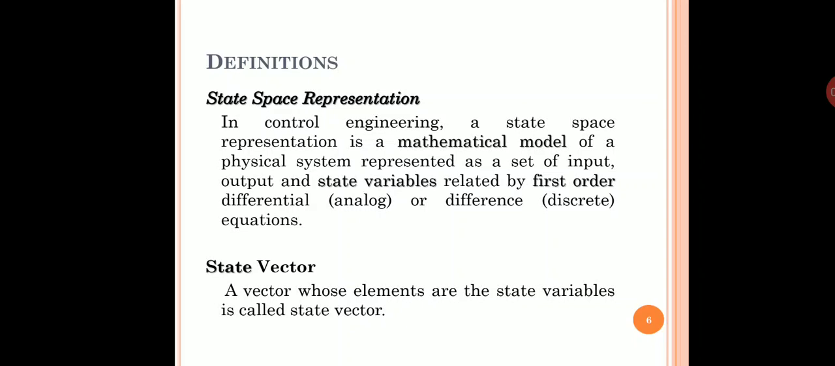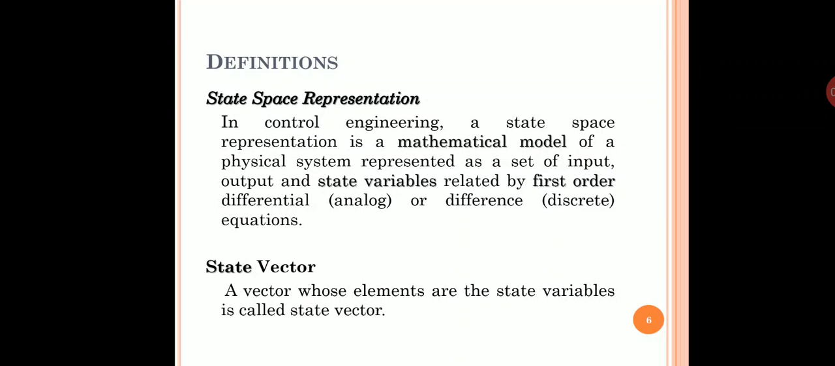Now coming to the definitions, I'll just read them out. The first one is state space representation. It is a mathematical model of a physical system represented by a set of input, output and state variables related by first order differential equations in the case of analog systems, or first order difference equations in the case of discrete systems. This means the system is completely represented by inputs, outputs and state variables. So the term state variables is very important here.